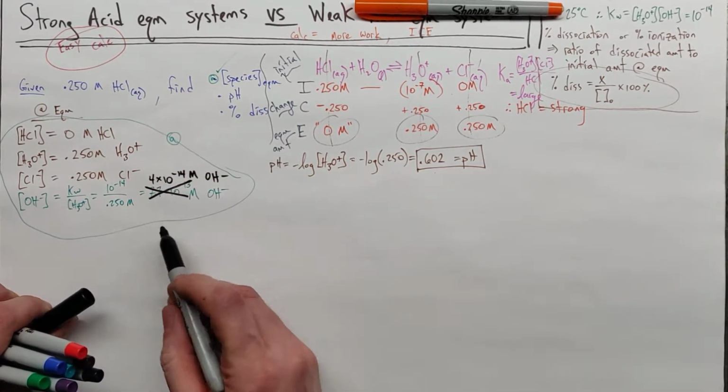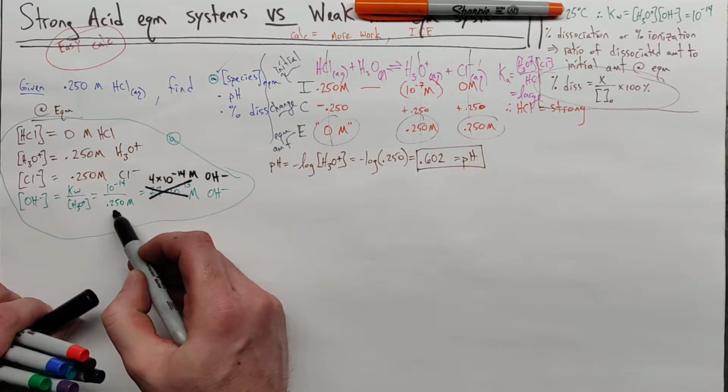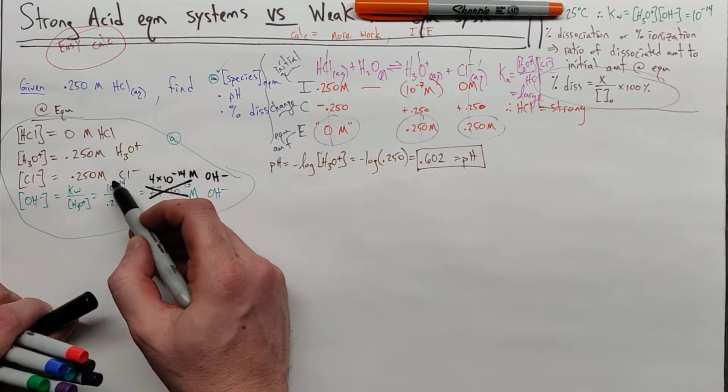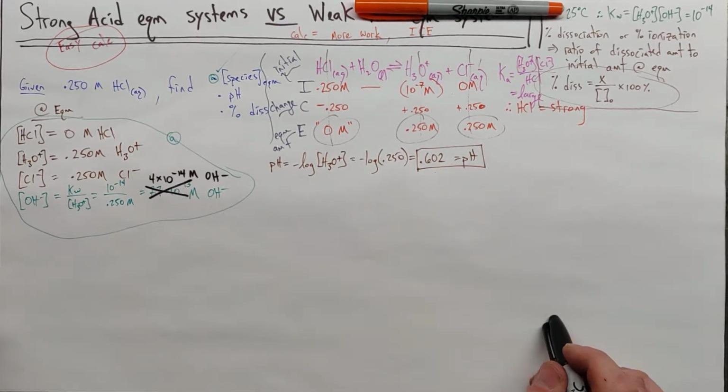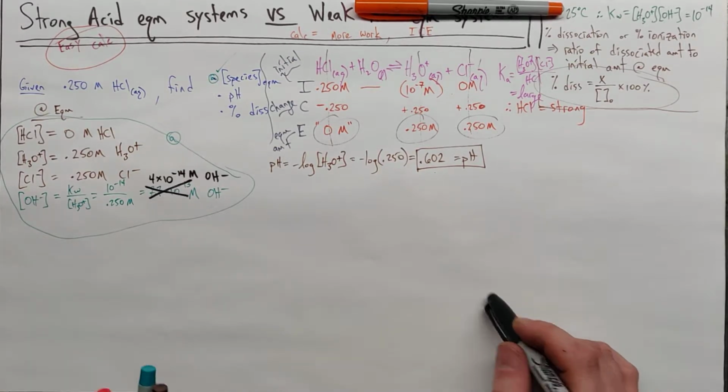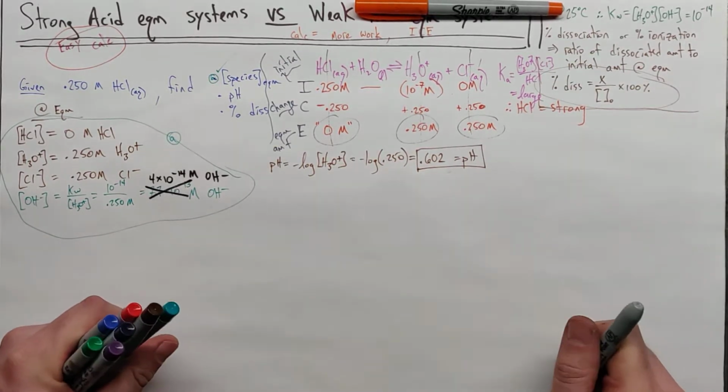Alright, sorry for that, but again, had I paid attention, 0.250 is a quarter. 10 to the minus 14th divided by a quarter is 4 times 10 to the minus 14th. Sorry about that. All right, we have our pH, 0.602.